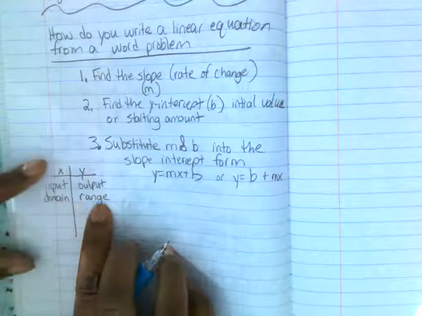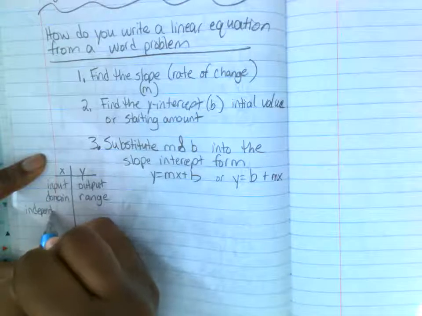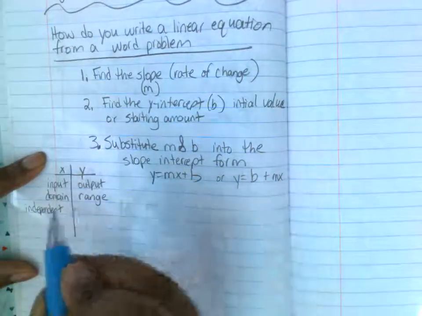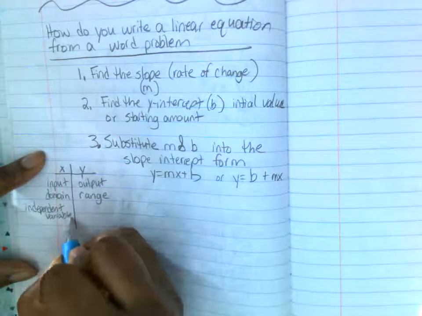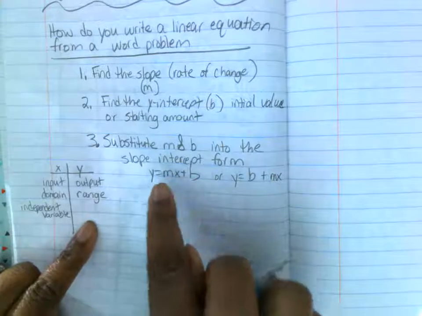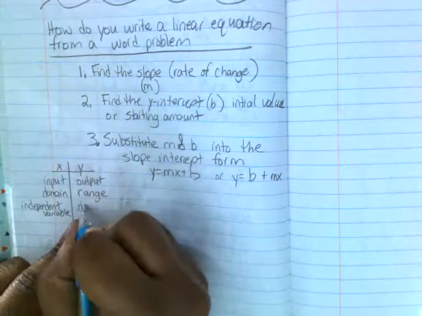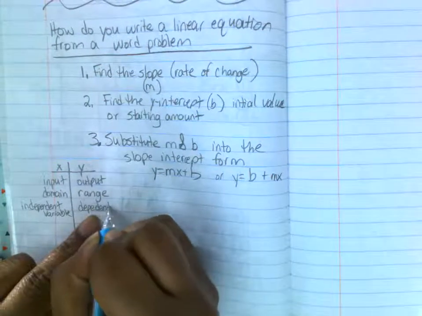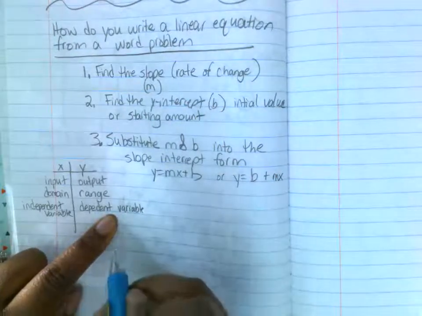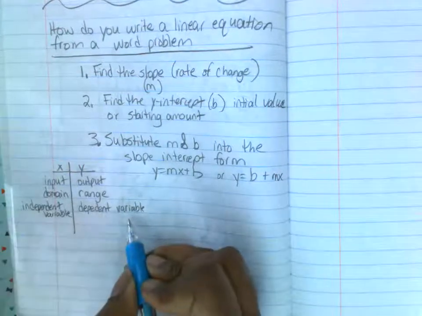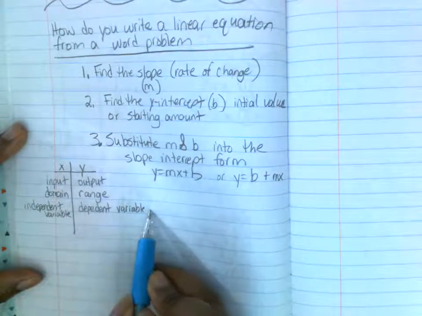You need to know also that x is the independent variable. That means it's unaffected by y, while y is affected by x, because you have to know what x is in order to get a value for y. So your y is your dependent variable. Your y depends on what the value of x is. So your x is independent and your y is dependent.